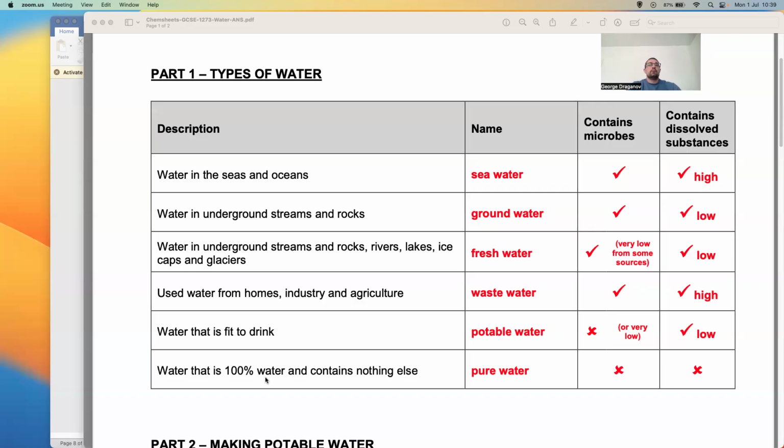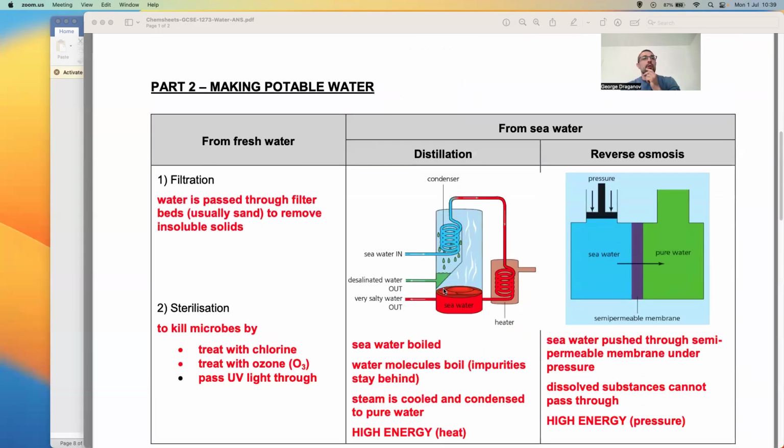So with that in mind, these are the different types of water. We're now going to look at how you make water potable, meaning safe to drink. Really, it depends what you start from. Are you starting from fresh water, seawater, or from wastewater? Okay, so it really depends where you live.